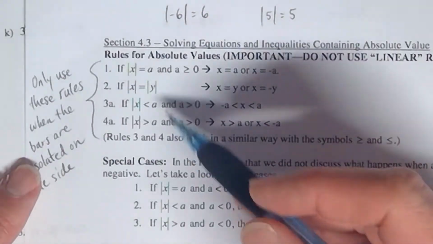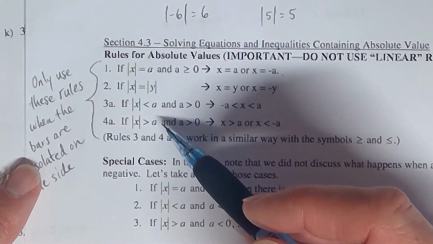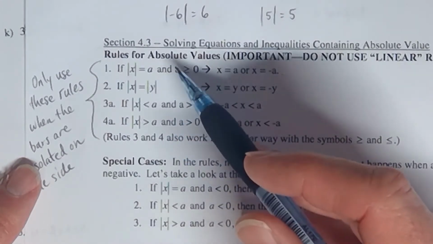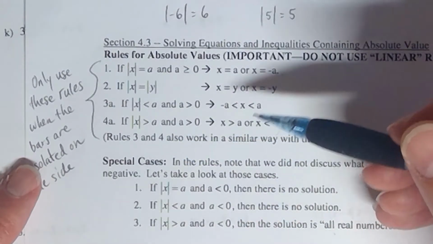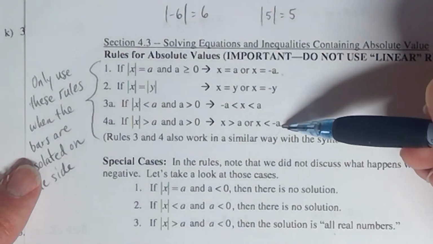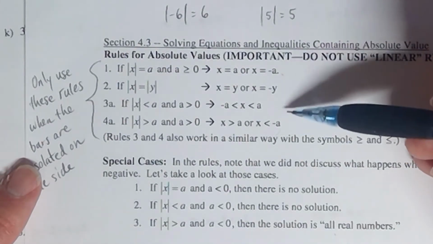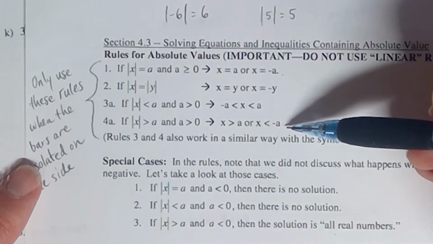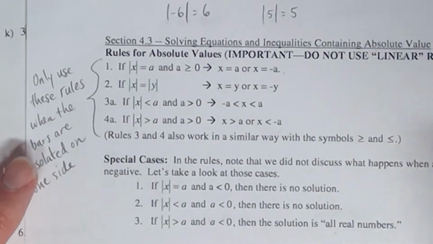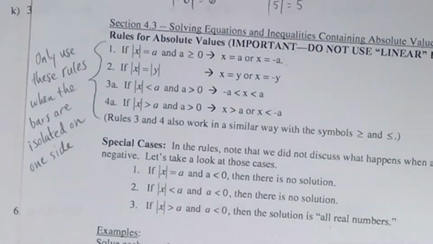Then you apply the appropriate rule. I'll show you that carefully, don't worry. Applying the appropriate rule will then allow you to make it look like one of these. And once it looks like one of these, because the bars are gone, then you can solve the remainder of the problem in the normal way. And again, we'll go over that carefully as well.